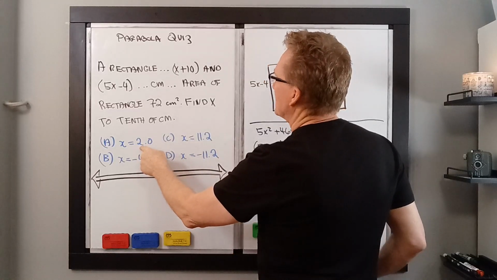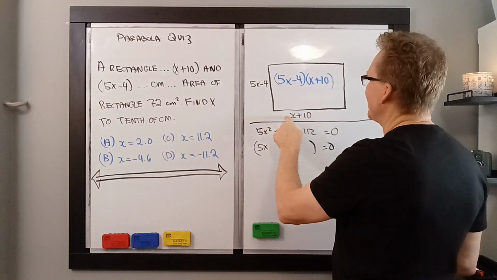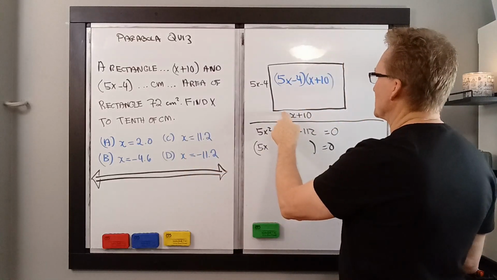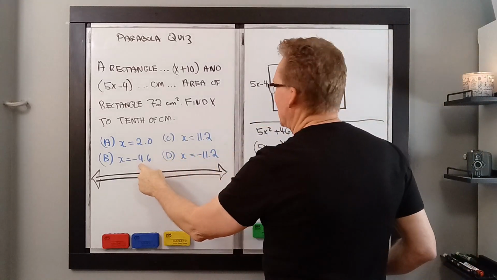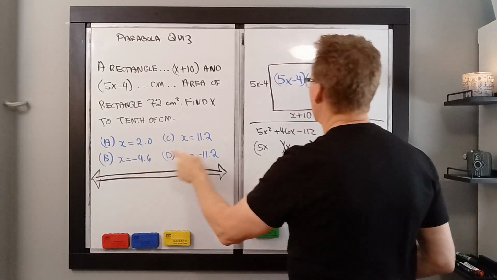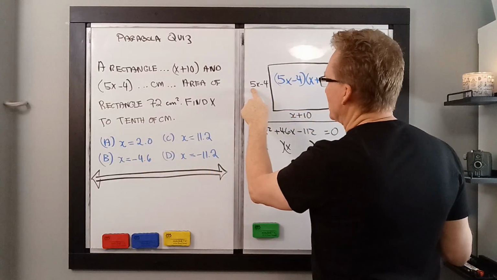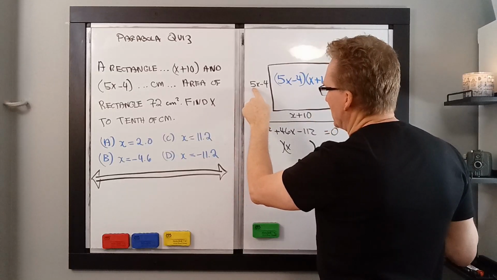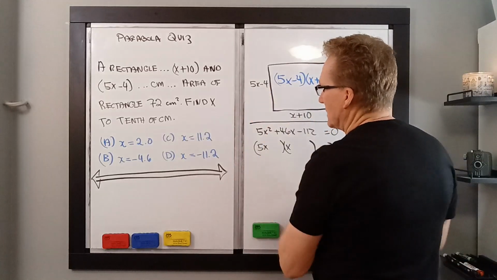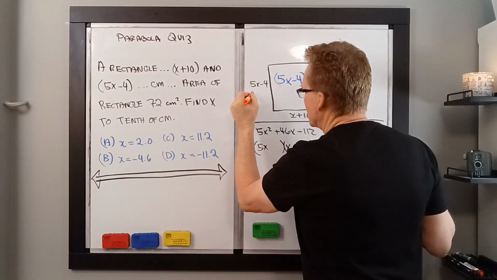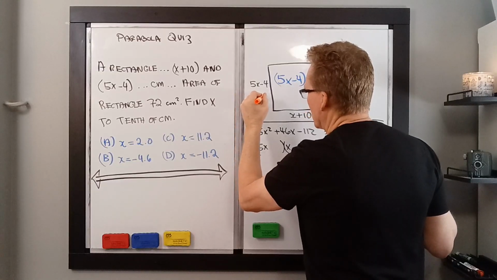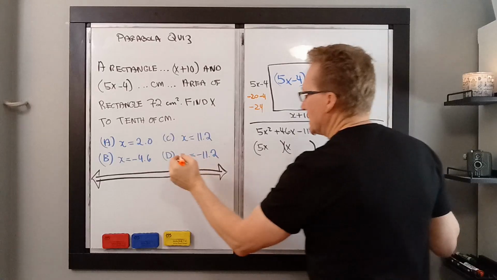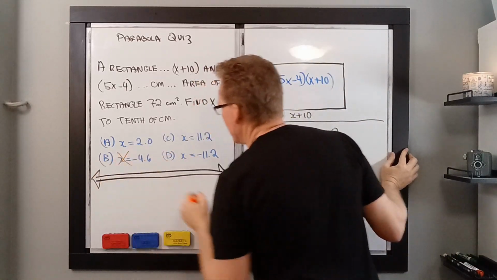So if x equals 2, those are reasonable. If x equals 11, that's also reasonable. If x is equal to a negative number here, if it's 5 times negative 4, that's going to be minus 20. So this side is going to be negative then. So it's going to be like minus 20 minus 4. So it's going to be minus 24. You can't have a negative length. So this answer here is out. You can't use that answer.